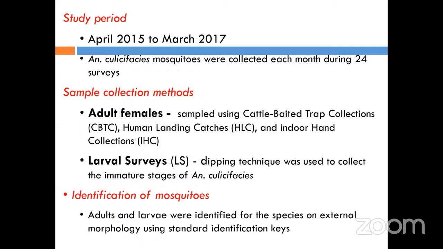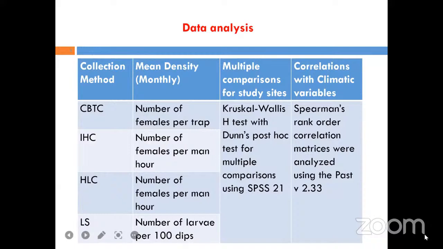For the larval surveys, the dipping technique was used to collect the immature stages of Anopheles culicifacies, and all collected adults and larval specimens were identified to the species level on external morphology using standard identification keys. Data analysis: mean densities for each adult trapping method were calculated by dividing the number of Anopheles culicifacies mosquitoes from the total numbers by sampling efforts per month. For CBTC, the mean density was calculated as number of females per trap. For indoor hand collections and human landing catches, mean densities were calculated as number of females per man-hour. And for the immatures, in the larval surveys, mean density was calculated as number of larvae per 100 dips.